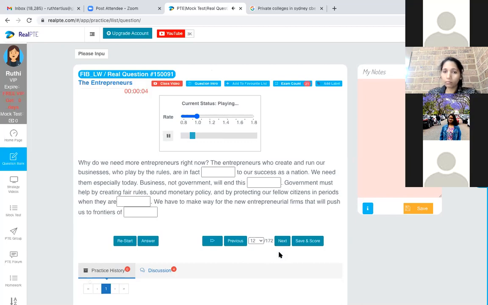The entrepreneurs who create and run our businesses, who play by the rules, are in fact critical to our success as a nation. We need them, especially today. Business, not government, will end this recession. Government must help by creating fair rules, sound monetary policy, and by protecting our fellow citizens in periods when they are jobless. We have to make way for the new entrepreneurial firms that will push us to frontiers of innovation.